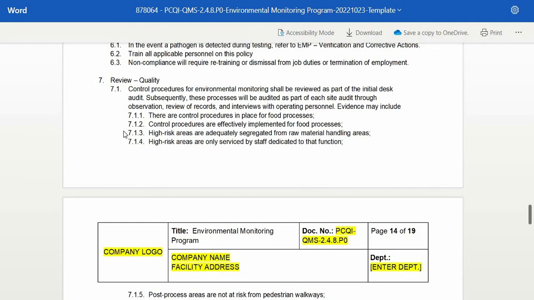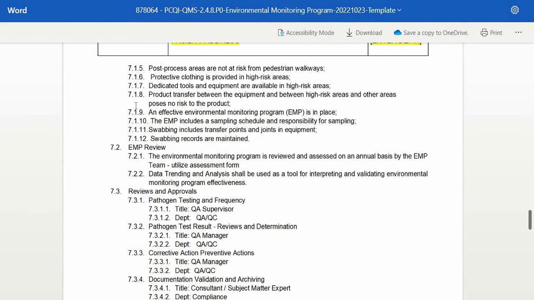High-risk areas are adequately segregated from raw material handling areas. High-risk areas are only serviced by staff dedicated to that function. Post-process areas are not at risk from pedestrian walkways. Protective clothing is provided in high-risk areas. Dedicated tools and equipment are available in high-risk areas. Product transfer between the equipment and between high-risk areas and other areas poses no risk to the product.